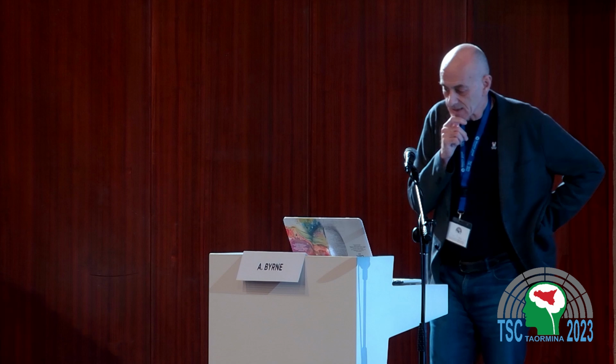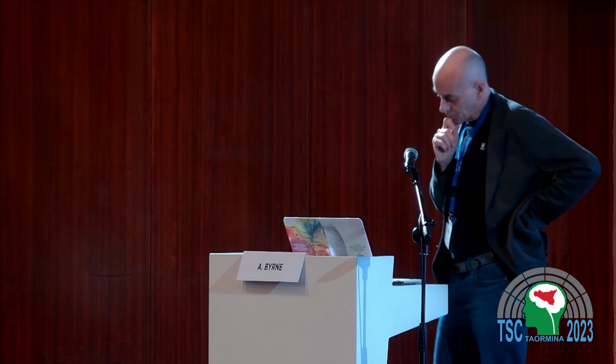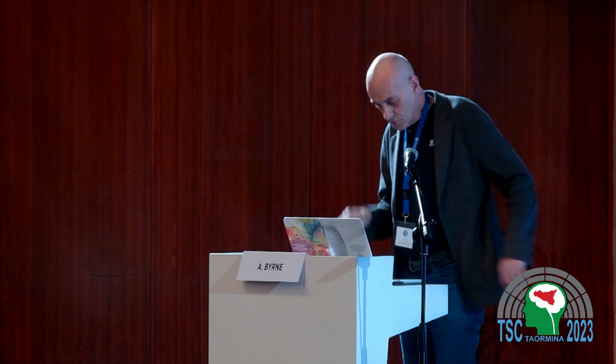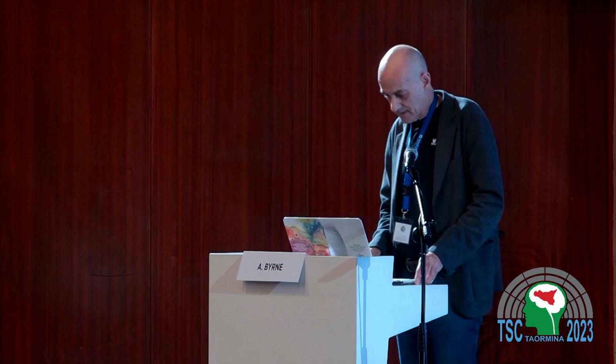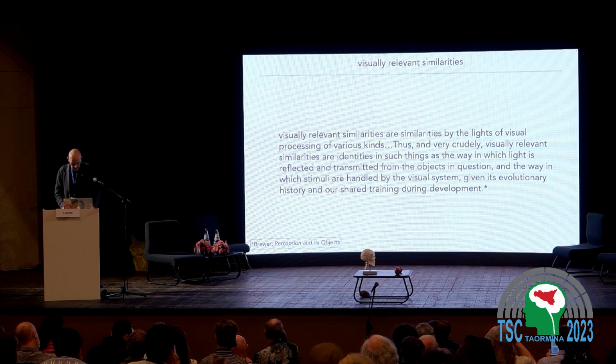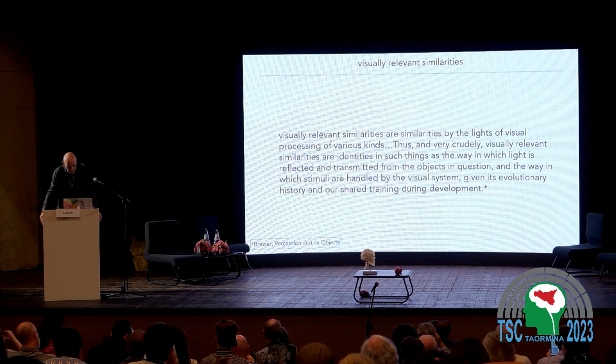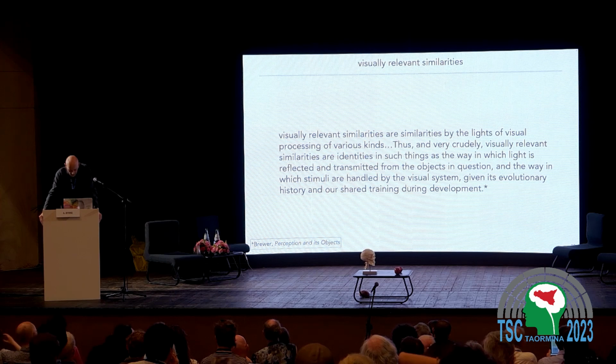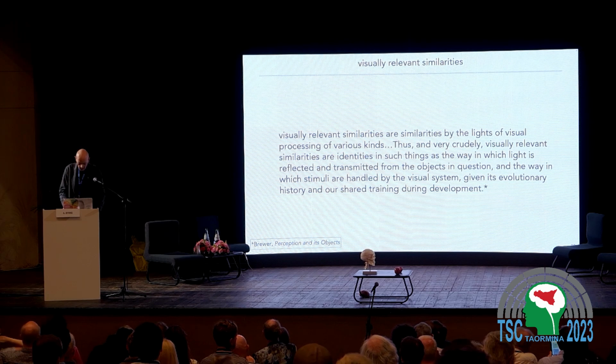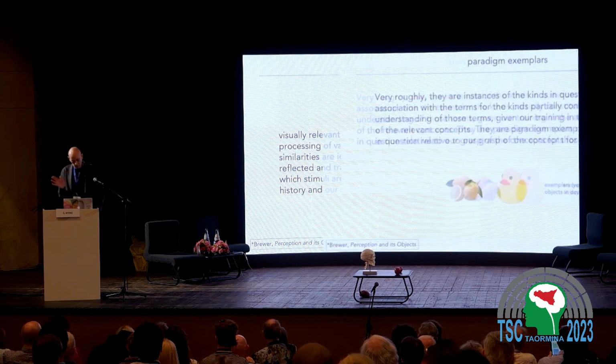Visually relevant similarities, he says, are similarities by the lights of visual processing of various kinds. Thus, and very crudely, visually relevant similarities are identities in such things as the way in which light is reflected and transmitted from the objects in question, and the way in which stimuli are handled by our visual system, given its evolutionary history and our shared training during development. We'll come back to that.